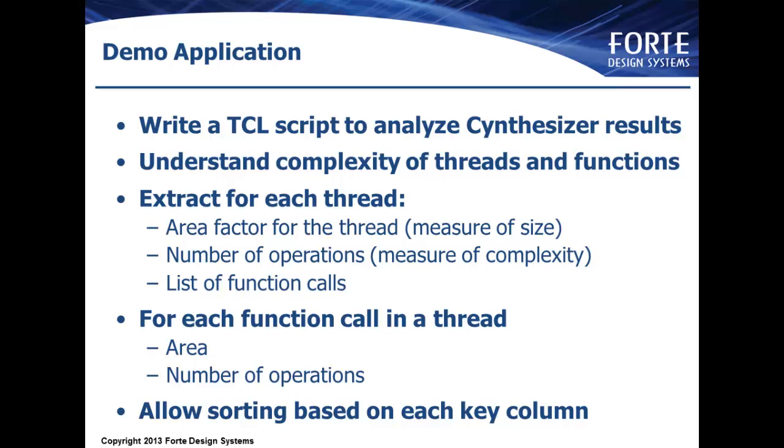Our goal with our analysis script is to identify which threads might be the cause of our problems, and within those threads, which function calls might be more localized problems. To do this, we will report the area and operation count for each function call in each thread. The operation count is a measure of complexity and has a pretty direct influence on runtime.